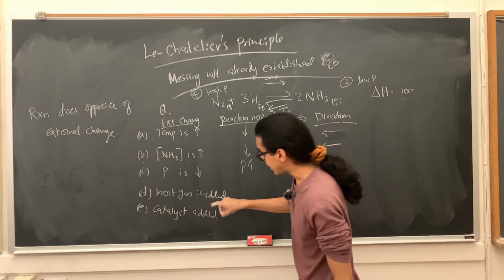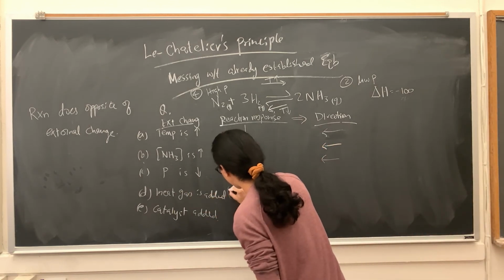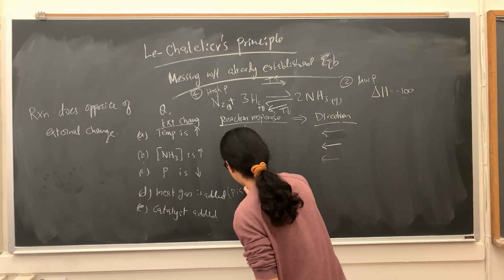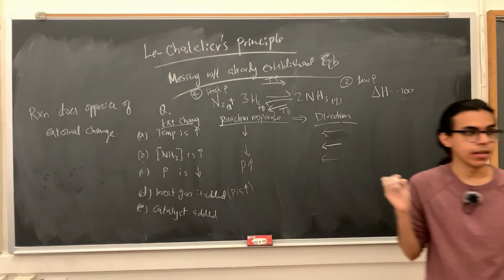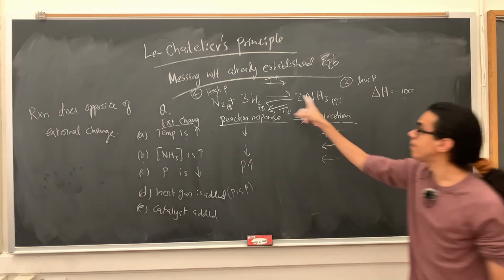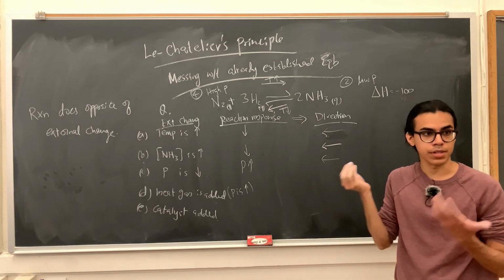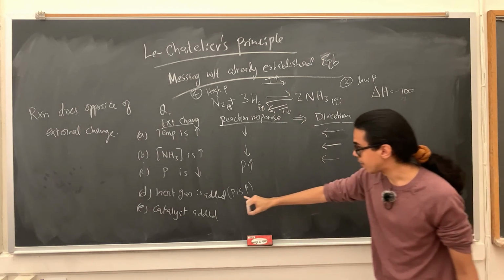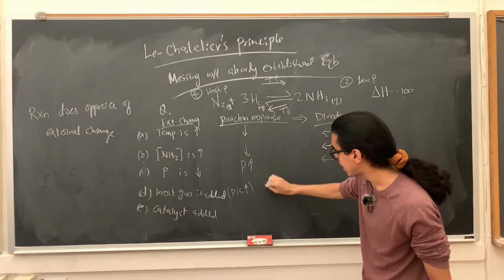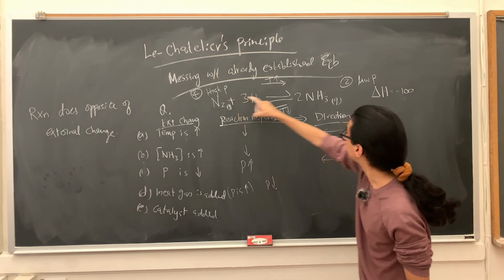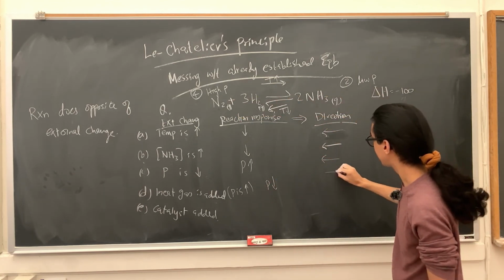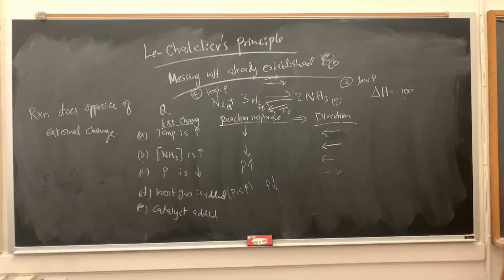Inert gas is added is the same as saying pressure is increased. These are the same thing. If you add a gas that's not involved in this reaction, all it will do is increase the overall pressure. So if the pressure is increased, the reaction will try and decrease pressure, which means it will try and move towards the low pressure side. That's over there.